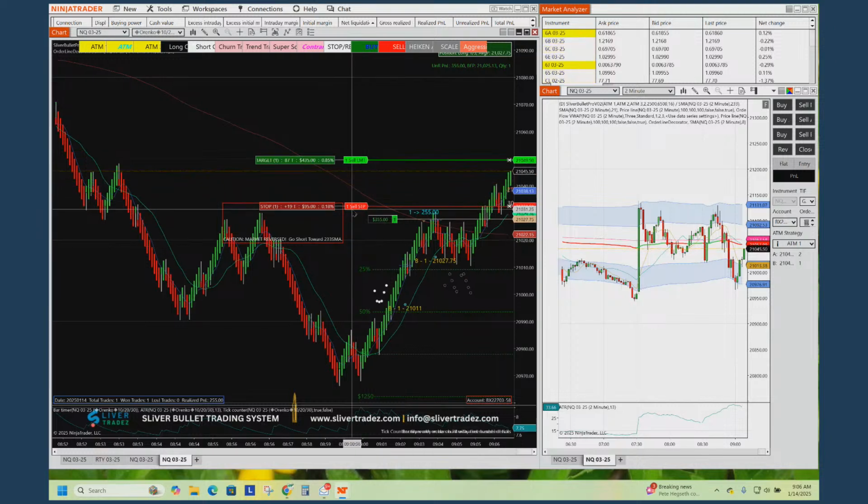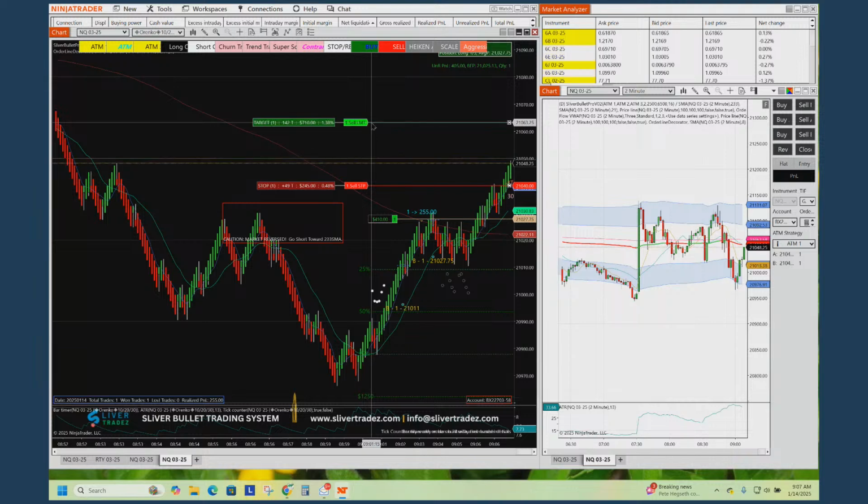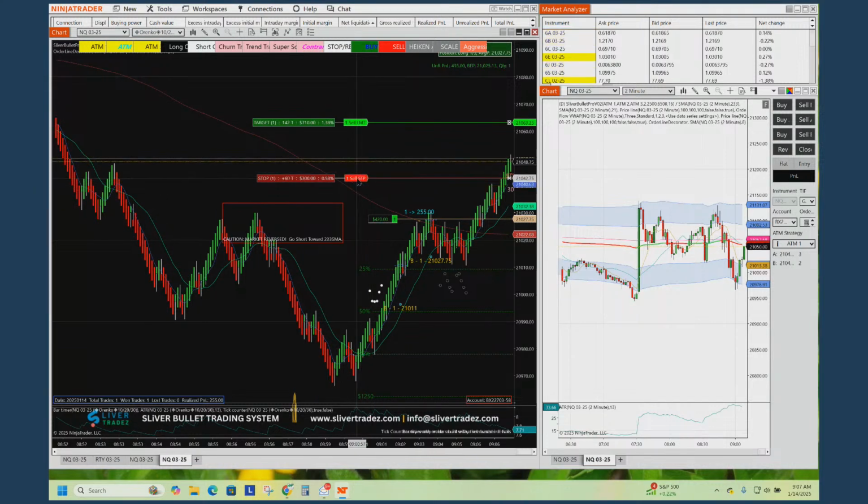Trailing the stop. You don't want it to reverse after making a big move, and keep trailing. Now I move it even higher. Keep trailing.